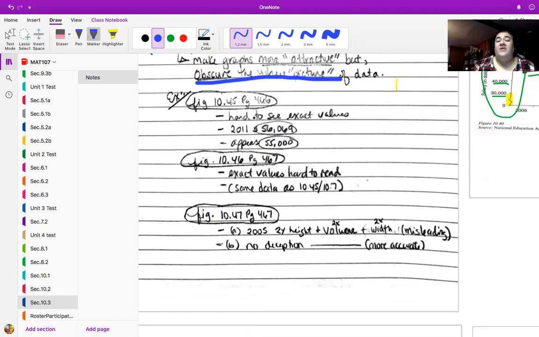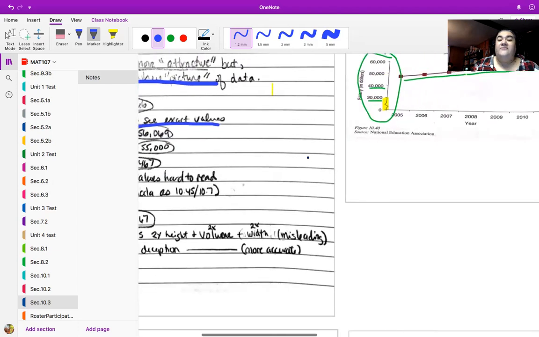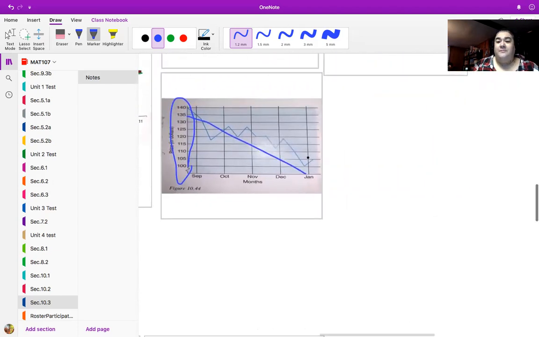For 10.45, you should notice that it's hard to see the exact values that are being represented. In 2011, the actual dollar amount is $56,069, but it appears to look like 55. So it's been rounded down. And if we look at 10.45, let's go look at it right here.